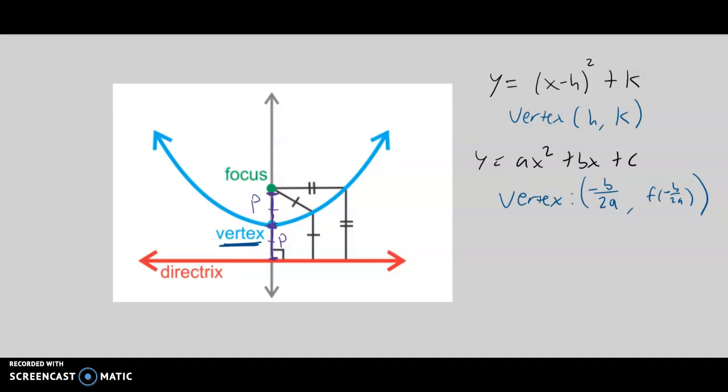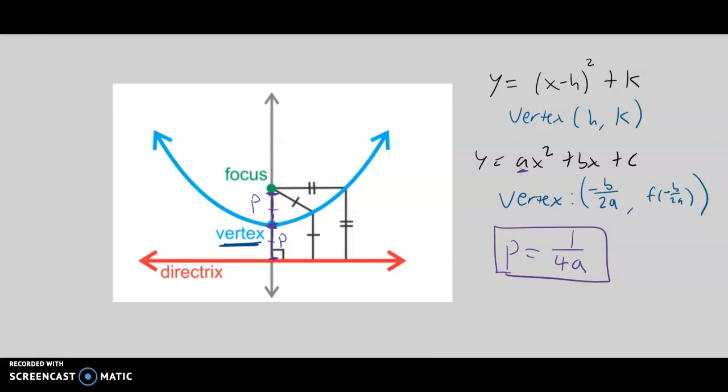So if we say that distance is p, this is just a useful thing that's going to come in handy a lot here. P, the distance between either of these 2 points, is equal to 1 over 4a, where a is this a in the standard form of the quadratic. There's a derivation of why that is, but I'm not really going to get into that. The important thing for you to remember and be able to do problems in a couple minutes is to know that the distance from the focus to the vertex, or from the directrix to the vertex, is 1 over 4a.